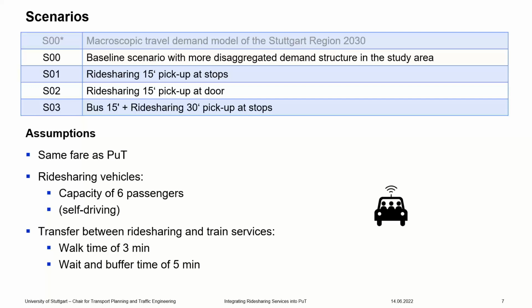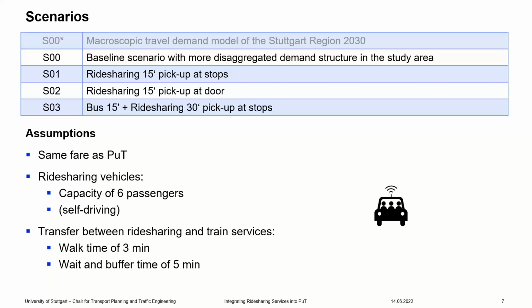We also had to come up with some basic assumptions about ride-sharing, and the first one is that it will be offered at the same fare as the public transport. And for example, in our ride-sharing vehicles, we have a capacity of 6 passengers. And the ride-sharing vehicles are also assumed to be self-driving, which is here in brackets because it's not really important for our modeling here, but only for the cost calculation, energy consumption, and so on in the end.